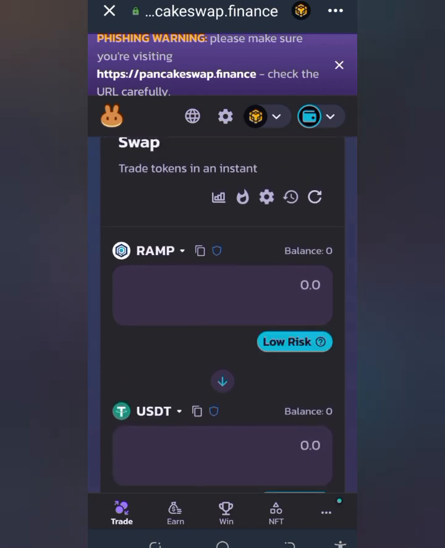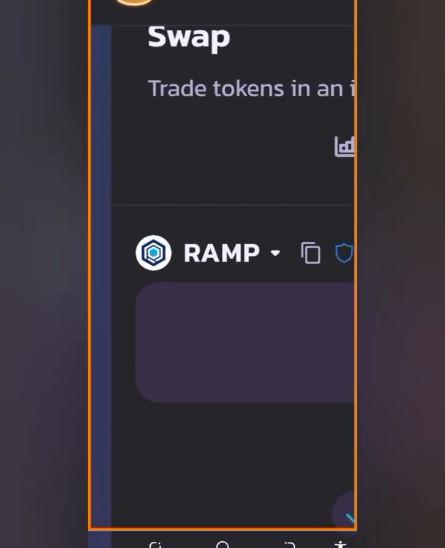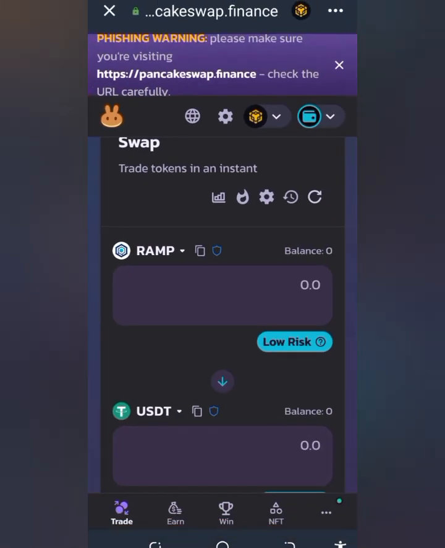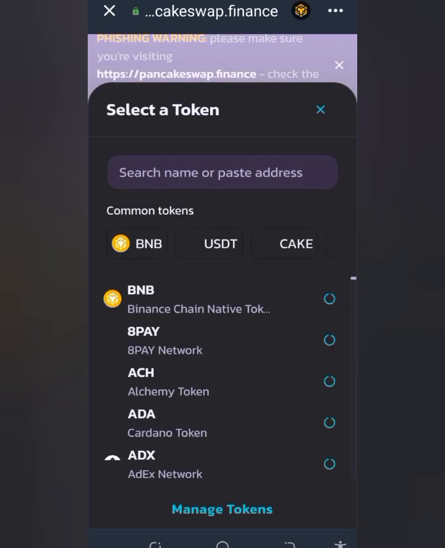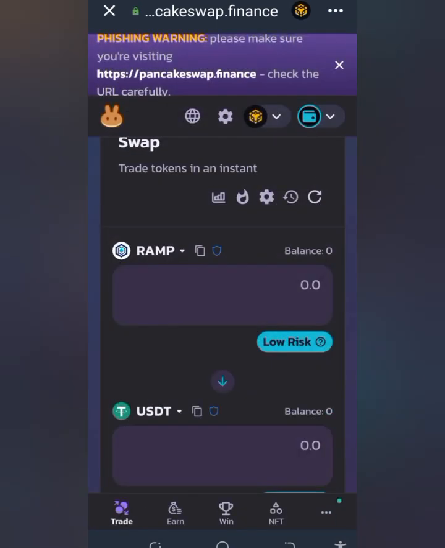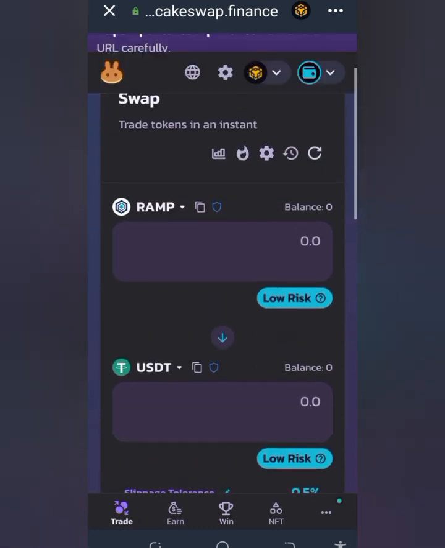So right now I'm going to put RAMP up here. As you can see, I put RAMP up here, and you can always select it. If you don't have RAMP there, you just have to click on the drop down arrow and type in RAMP, and then you'll be able to see the RAMP, okay? And then USDT, because it's the USDT version.